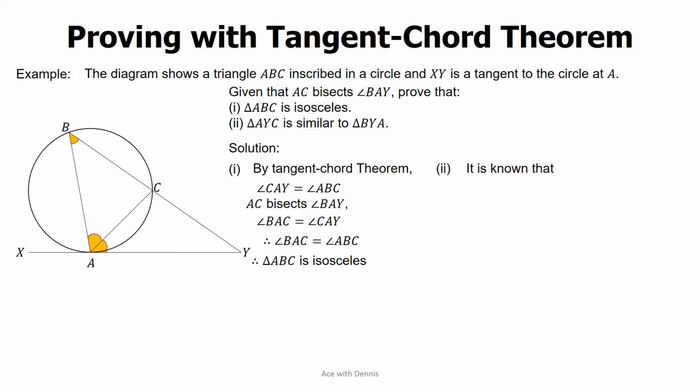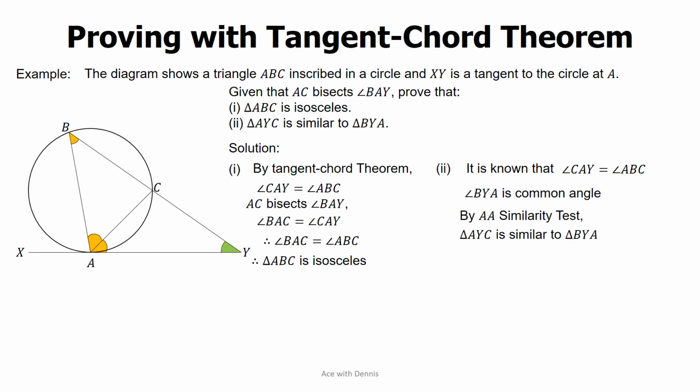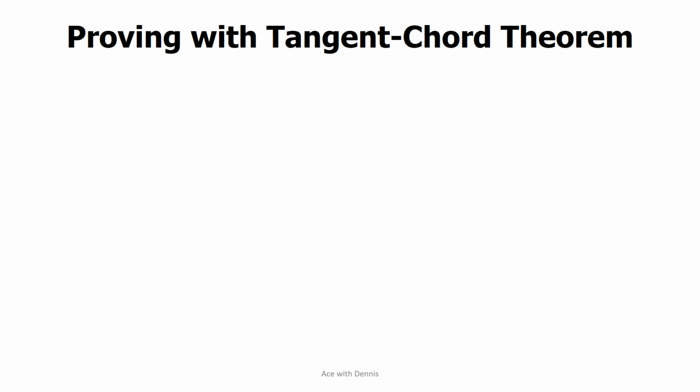2. We know that angle CAY equals angle ABC. And angle BYA is the common angle, which is this angle. Therefore, by AA similarity test, triangle AYC is similar to triangle BYA. Now, you can try this example yourself.